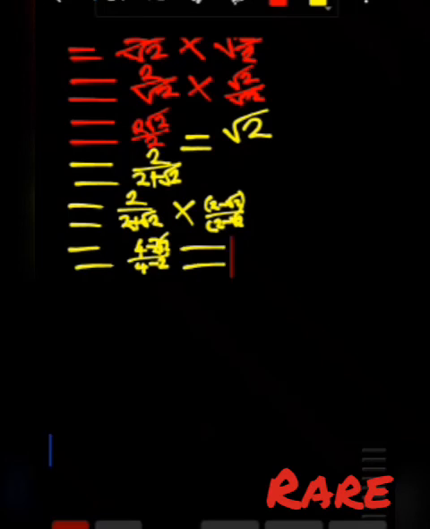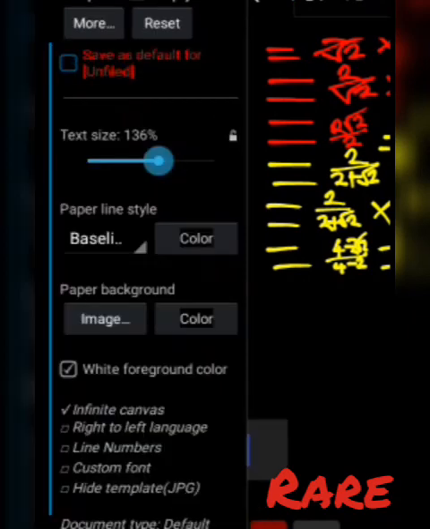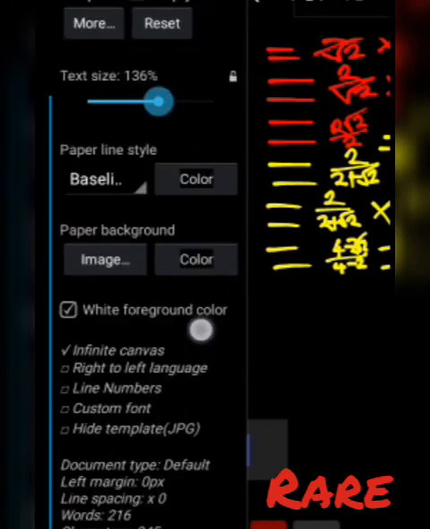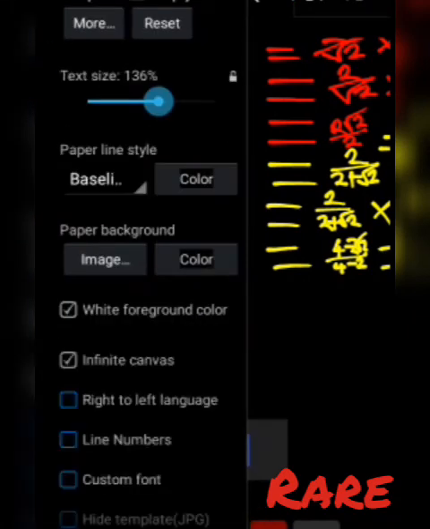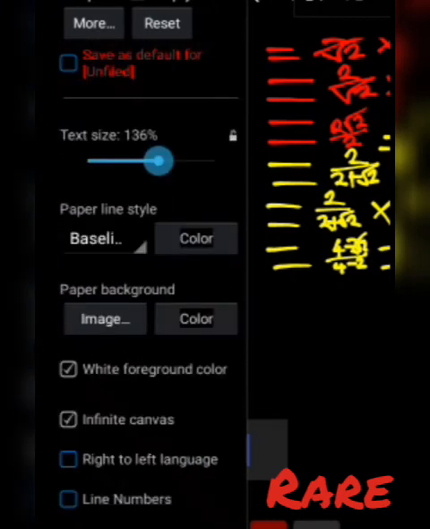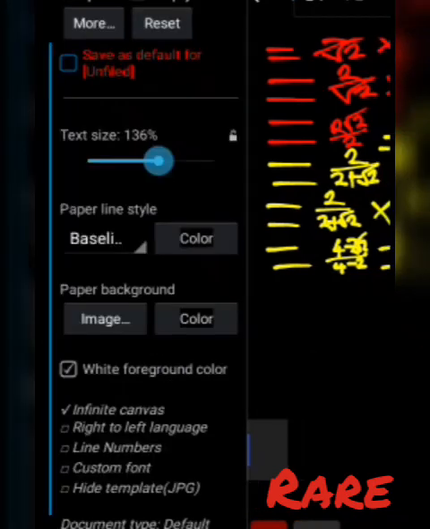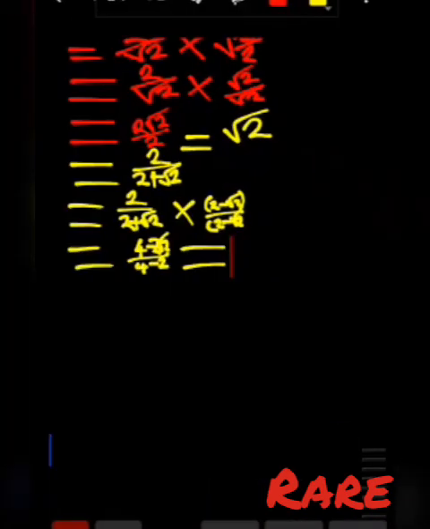I'm trying to be fast because the pen is actually fast. Let me do the settings, because the pen is very fast. Pen is very fast, guys. Anyways, it's fine. We'll continue like this.